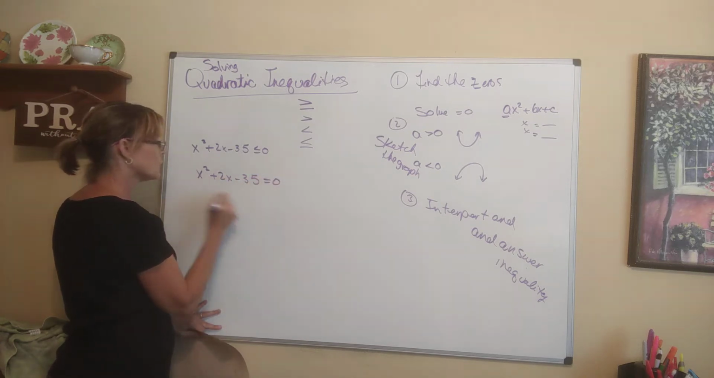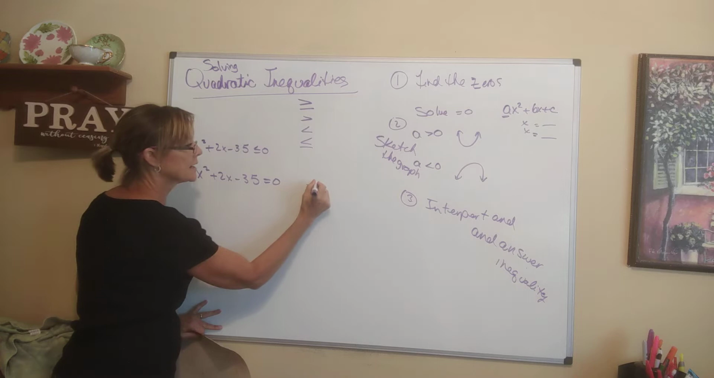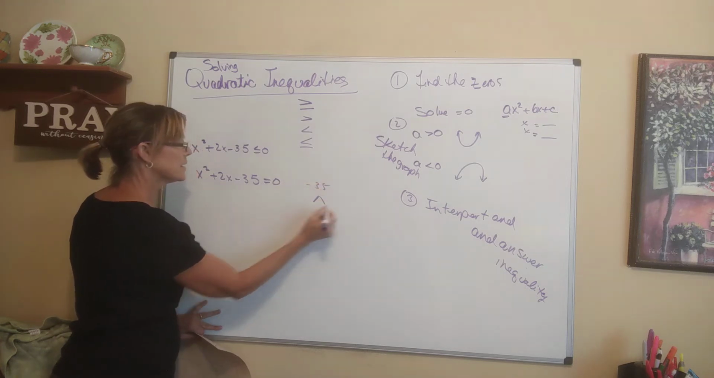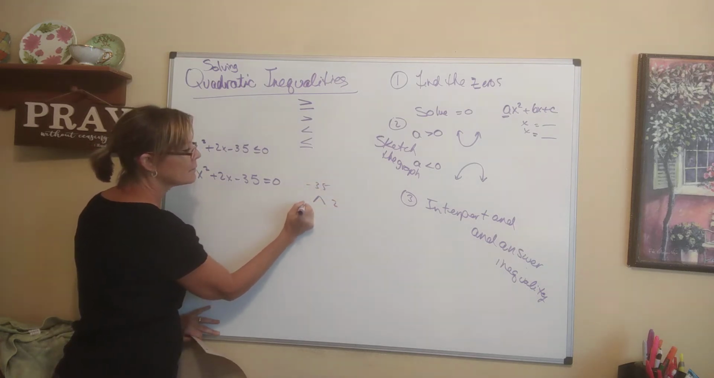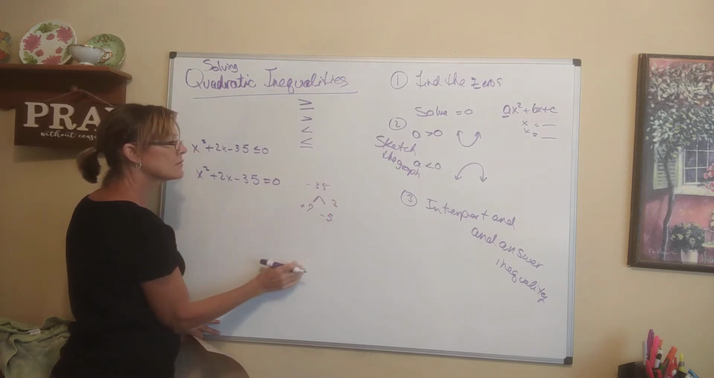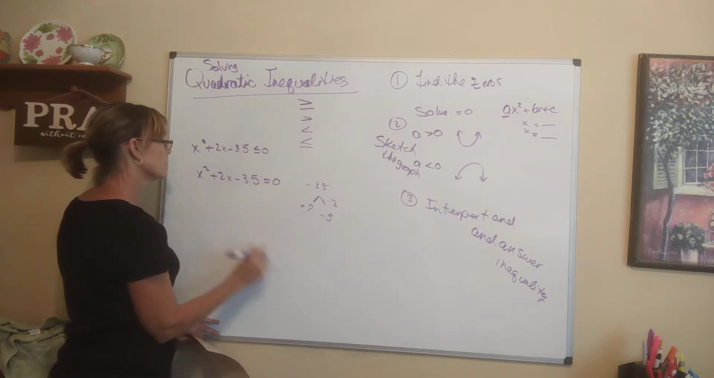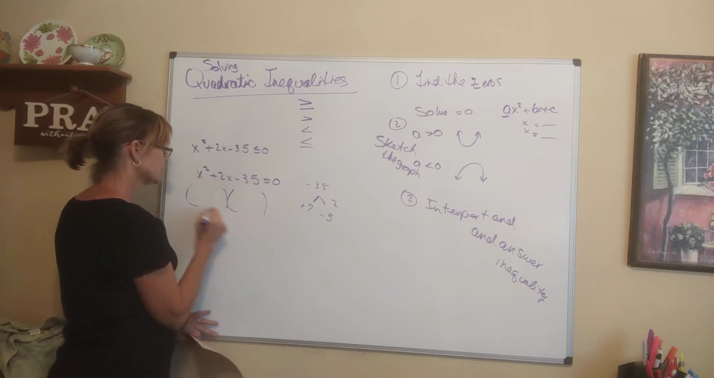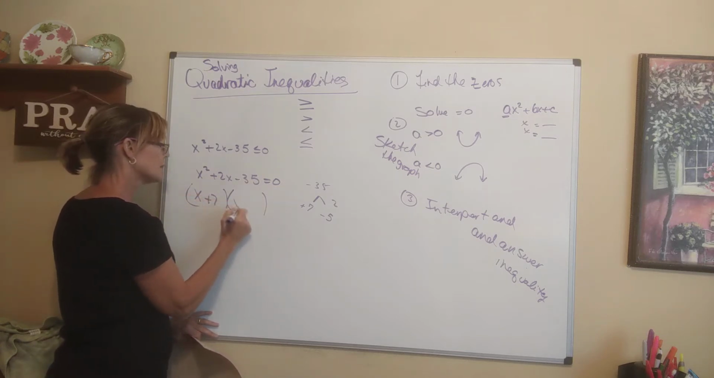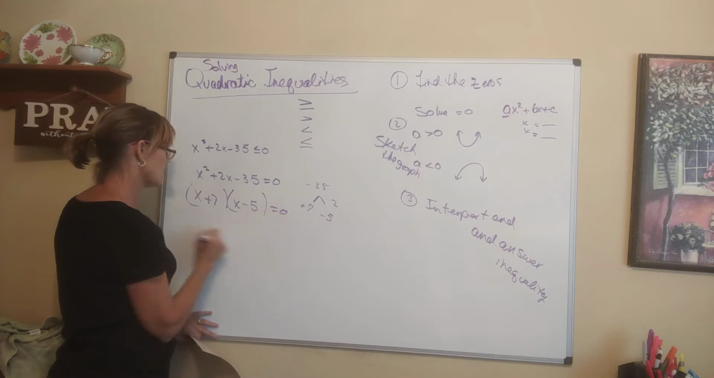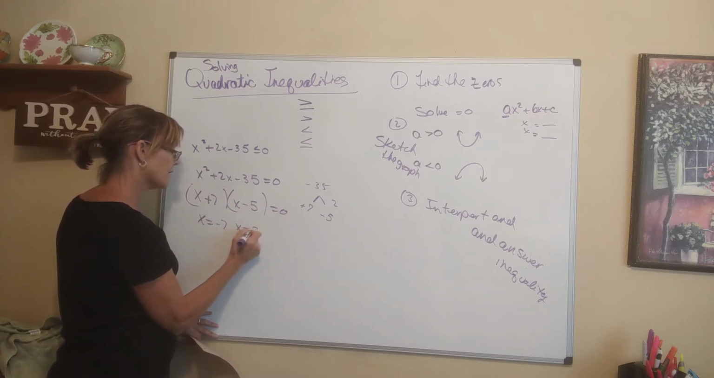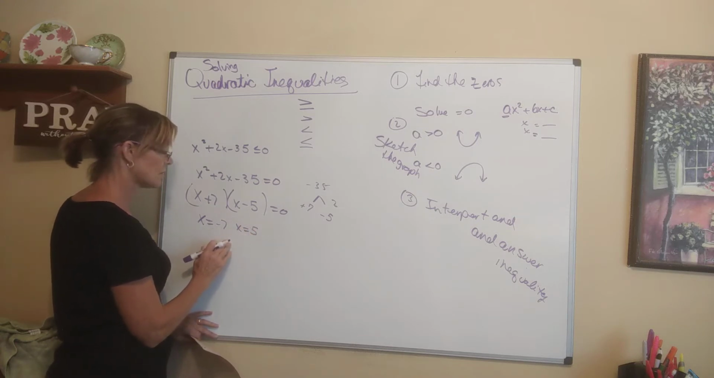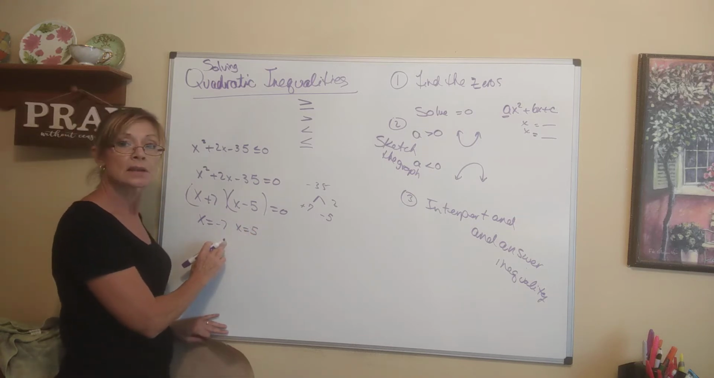Let's solve this. This one will factor. A times c is negative 35. We want two numbers that add up to 2. One positive, one negative. How about 7 times negative 5 is negative 35, and 7 minus 5 is 2. Since the leading coefficient is 1, we can say this is x plus 7, x minus 5 equals 0. This gives us x is negative 7 and x is 5. These are the roots, solutions, zeros, x-intercepts.